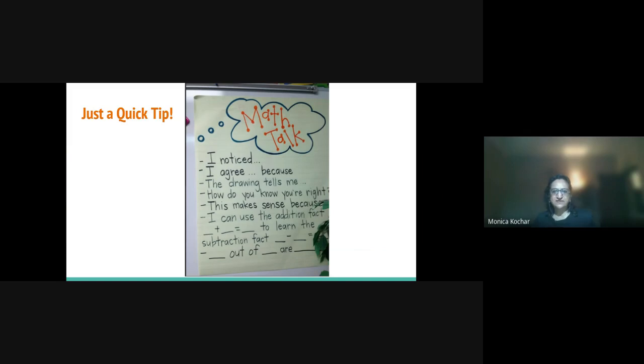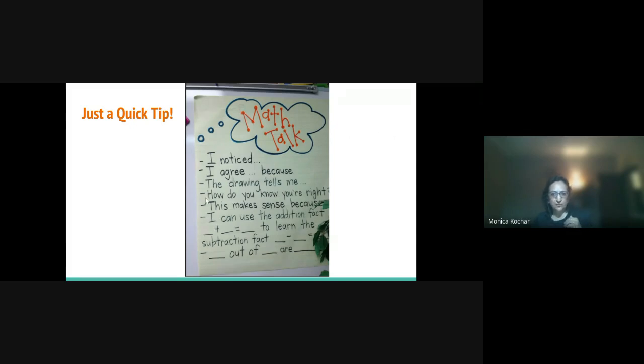And these are some of the sentences that children can use. This is a poster from a classroom. It can be put up on the class. I noticed you said 17 and 7 is 23. I noticed that your solution to your quadratic equation is both the roots are same. How did you get that? Or when children are talking to each other, I agree with you, but I don't agree with you. This really makes sense to me.